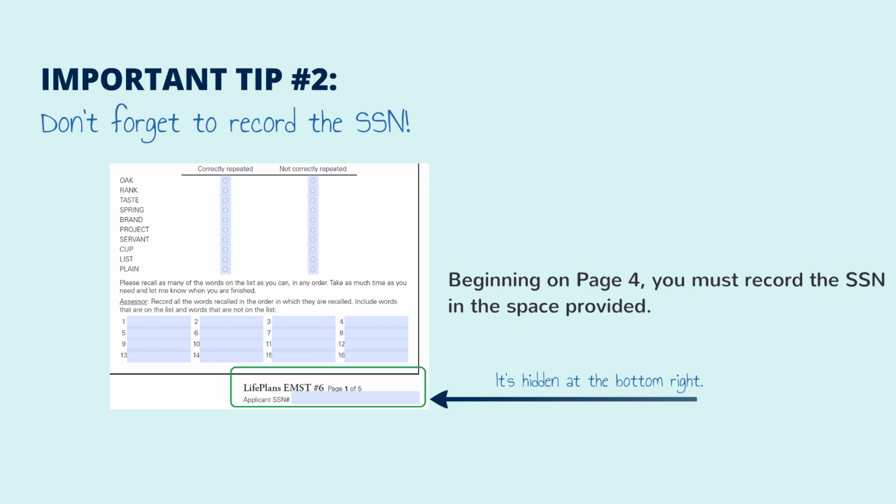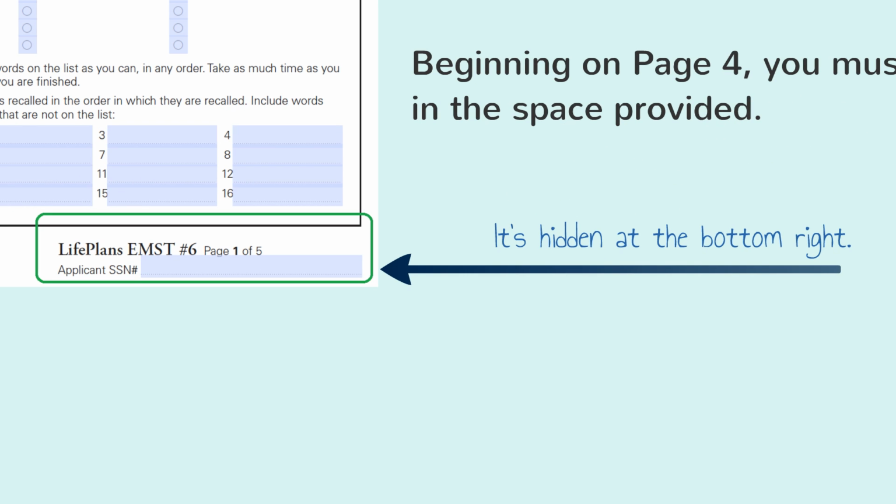Recording the applicant's social security number is often missed due to its placement on the exam form. Beginning on page 4, you must record the applicant's social security number in the space provided at the bottom right of the page. It is very important for the individual scoring the form. The space to record it is a little hidden. It is located on the bottom right of several of the exam pages near the page numbers. Please do not miss this vital step.